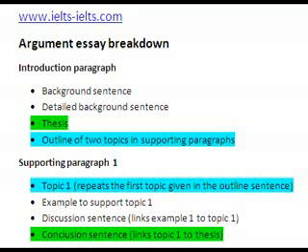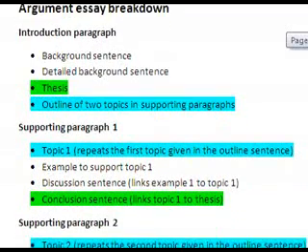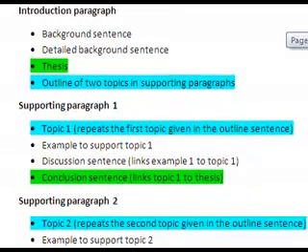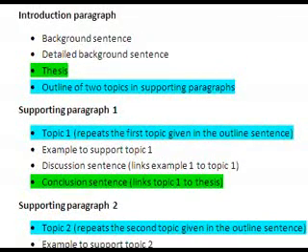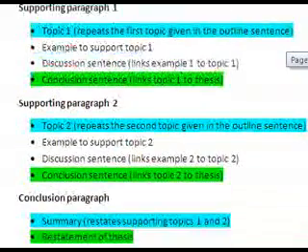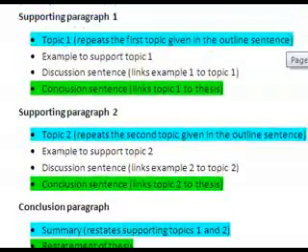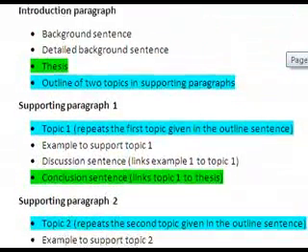In this lesson, we're going to look at how the paragraphs of an argument essay link together. So here I have a breakdown of the different sentences that make up the paragraphs of an argument essay. We have the introduction paragraph, supporting paragraph 1, supporting paragraph 2, and the conclusion paragraph. And I've tried to coordinate them with colors to show how the paragraphs sort of link together and work as a team.